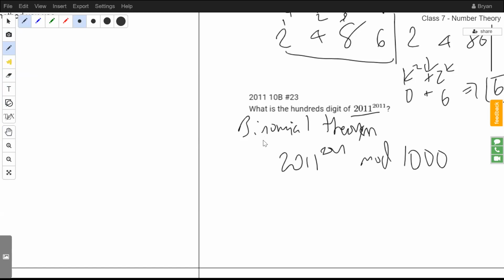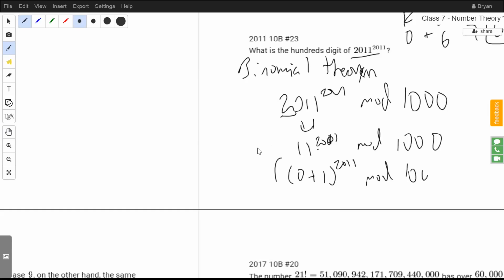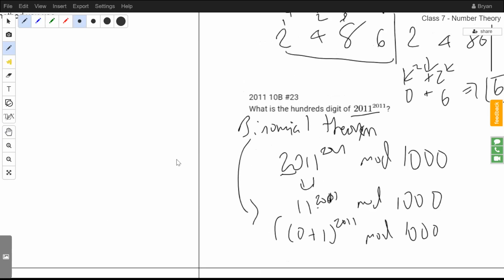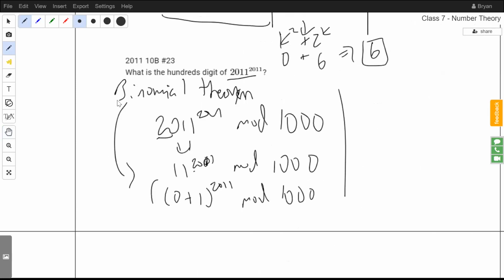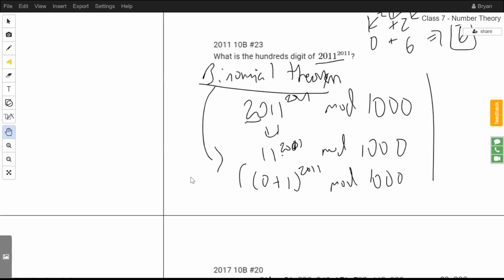And if you realize this, the 2000 part is not relevant at all because it doesn't contribute anything to the 100th digit. So we just have that this is equivalent to 11 to the 2011 mod 1000. And you can just change this to 10 plus 1 to the 2011 mod 1000. And then you can use the binomial theorem from there to actually figure out what it is. I'm not really going to solve this problem as I didn't really manage the binomial theorem. So if you do know it, you can finish the problem, but I don't actually expect you to get this. Interesting to work on if you have more time.